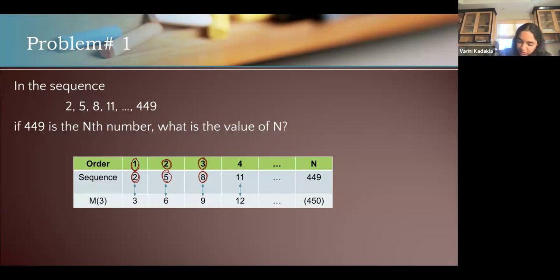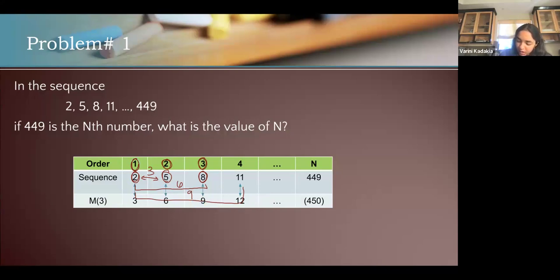So now let's look at the difference between these two numbers. The difference here is how much? 3. How about the difference between 2 and 8? 6. How about between 2 and 11? 9.